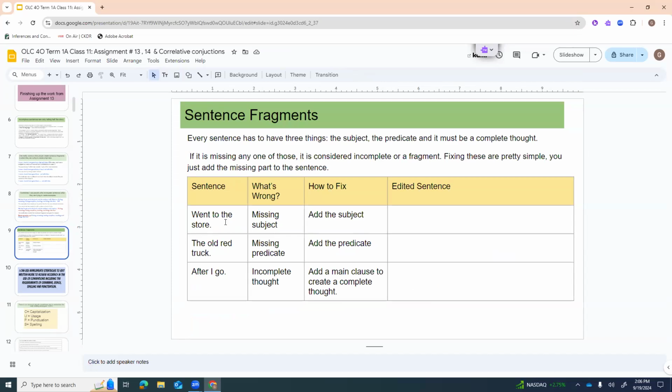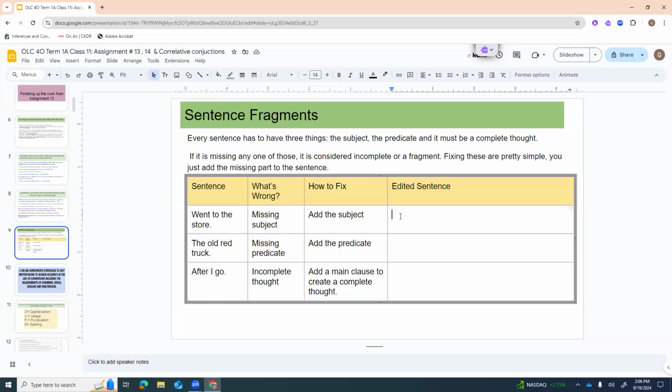So if I have a sentence that says, "went to the store," what's wrong? Well, it's missing a subject. I don't know who went to the store. So that's easy to fix, add a subject. I could add whatever actually happened, whatever I want. "My mom went to the store." Now I've given it a subject. "The old red truck." Here I've got a subject, but it's missing the predicate. I don't know what the truck is doing. So it's easy to fix. I just add a predicate. "The old red truck filled up with gas."